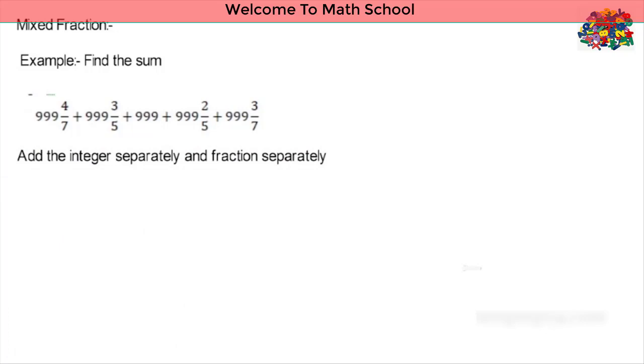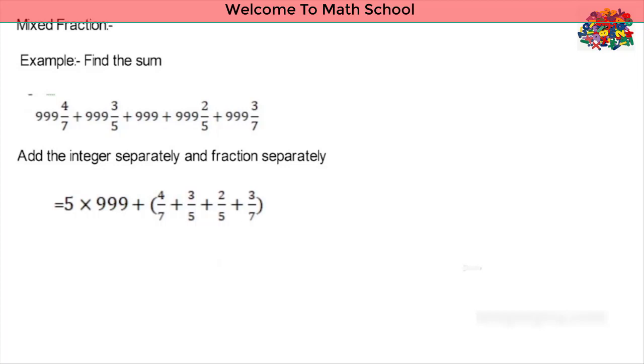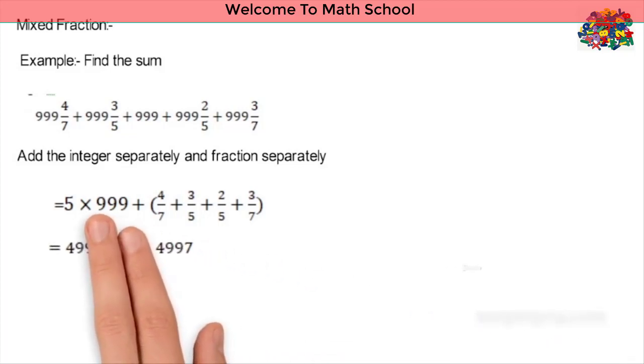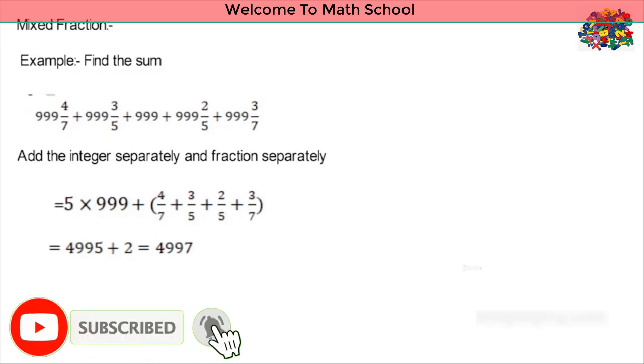Whenever you are adding or subtracting mixed fractions, the best practice is to add all the integers separately and add all the fractions separately. So here all the 999s are integers. There are five 999s. So the total of the 999s will be 5 into 999, plus add all the fractions. The fractions will be 4 by 7 plus 3 by 5 plus 2 by 5 plus 3 by 7.